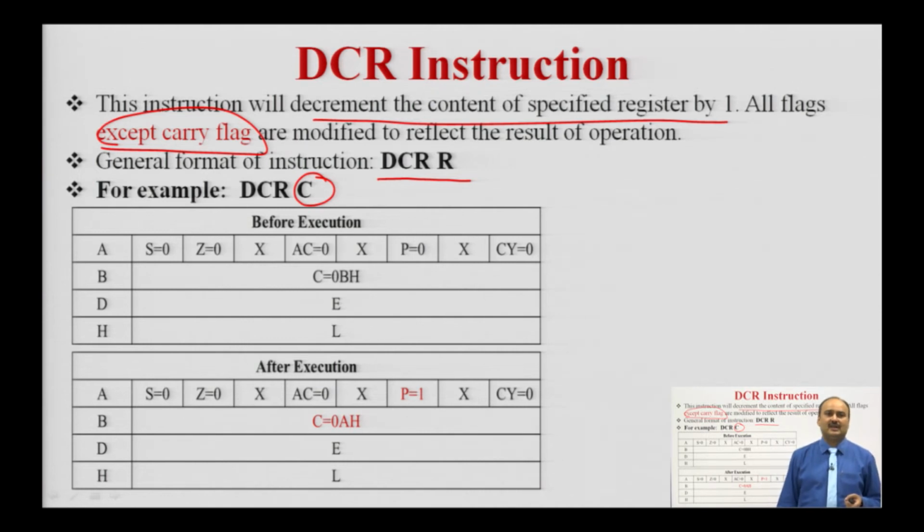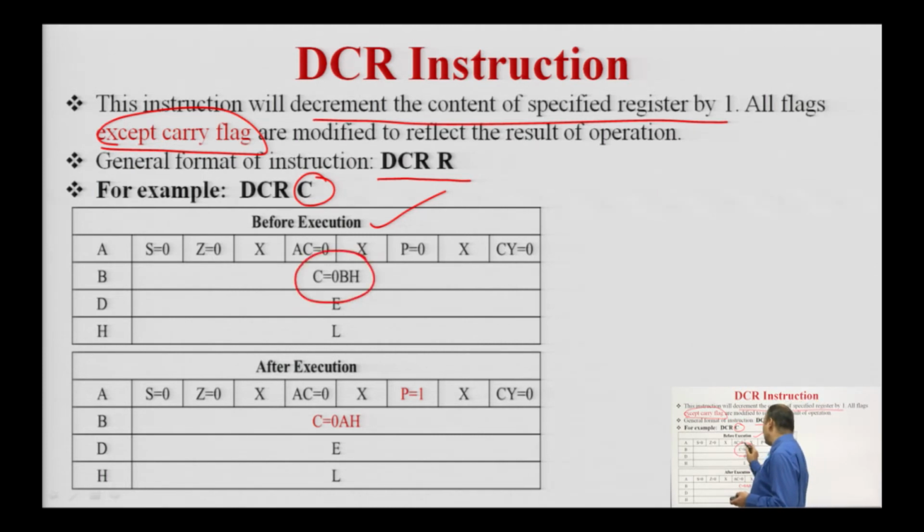It will decrement the content of register C by 1. Before the execution of instruction DCR C, the content of register C is 0BH. The status of the flags, that is sign flag, zero flag, auxiliary carry flag, parity flag and carry flag, are all reset, meaning all are 0. So, this is the case before the execution of the instruction.